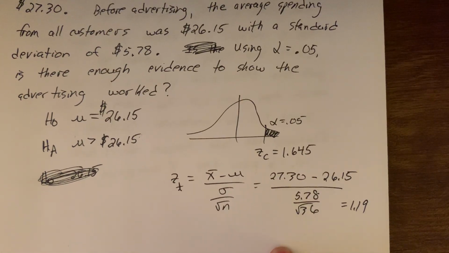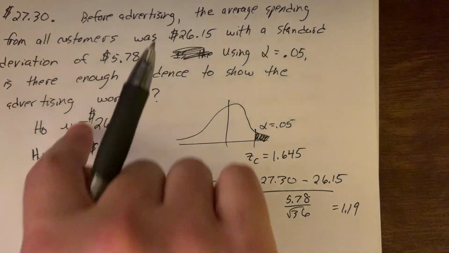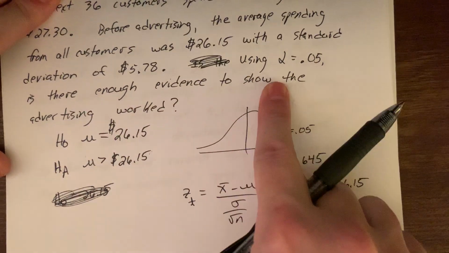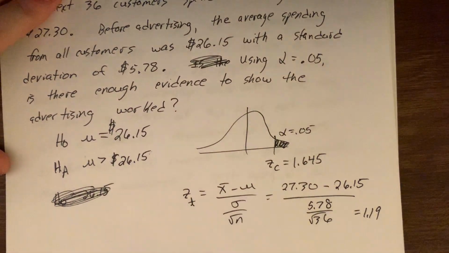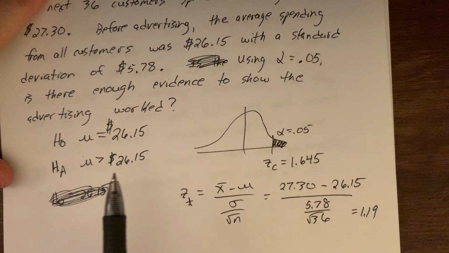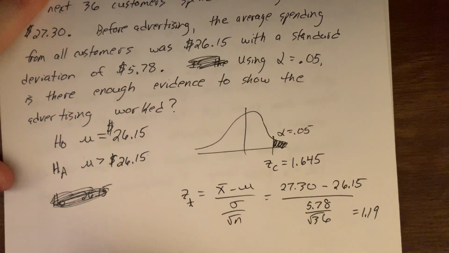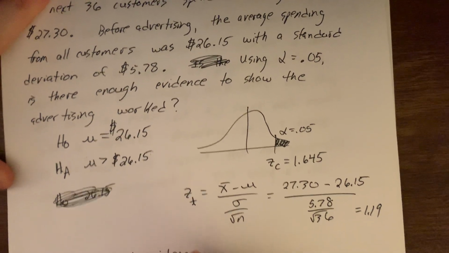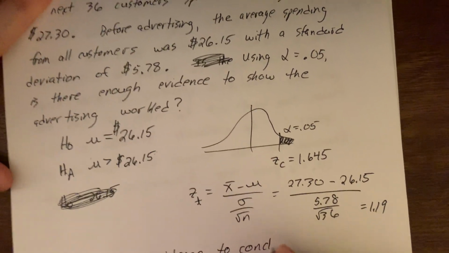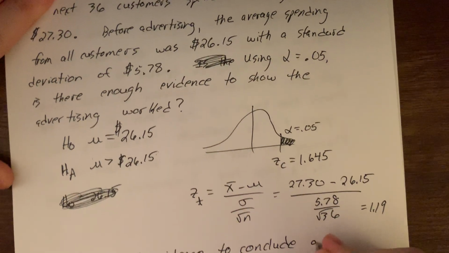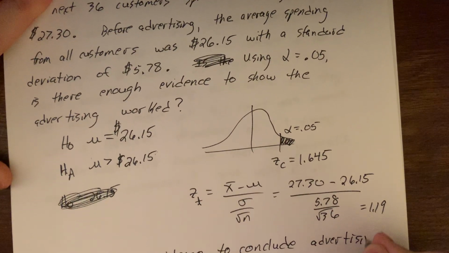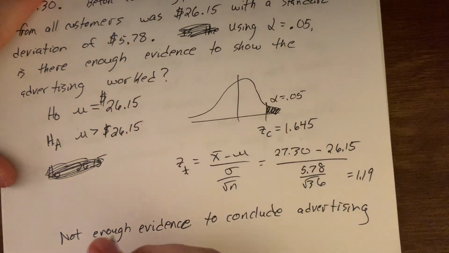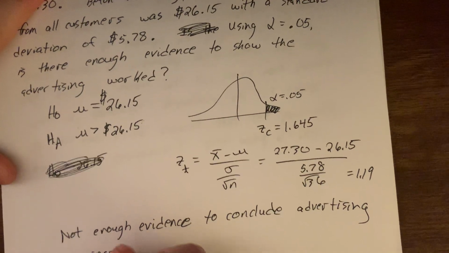That's fine, but that doesn't finish the problem. Get that in context here. So all I would have to say here is, is there enough evidence to show the advertising worked? No, there is not. I'm not saying the advertising failed. I'm just saying there is not enough evidence to conclude the advertising worked, but I'll be a little more specific. There's not enough evidence to conclude that the advertising increased sales.